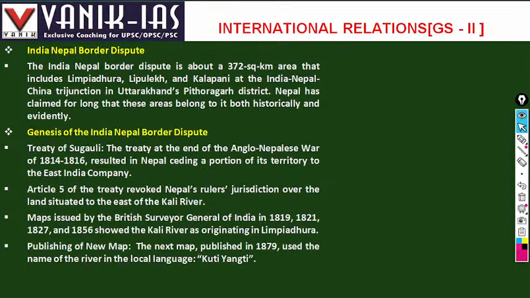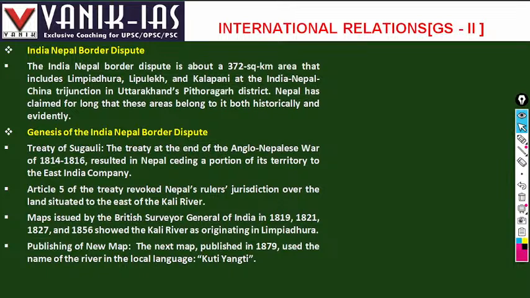The India-Nepal border dispute is about a 372 square kilometer area. It includes Limpiyadhura, Lipulekh, and Kalapani at the India-Nepal-China tri-junction in Uttarakhand's Pithoragarh district. Nepal has claimed for long that this area belongs to it, both historically and evidently, but it is under Indian control right now. They are at the junction of India, Nepal and China.